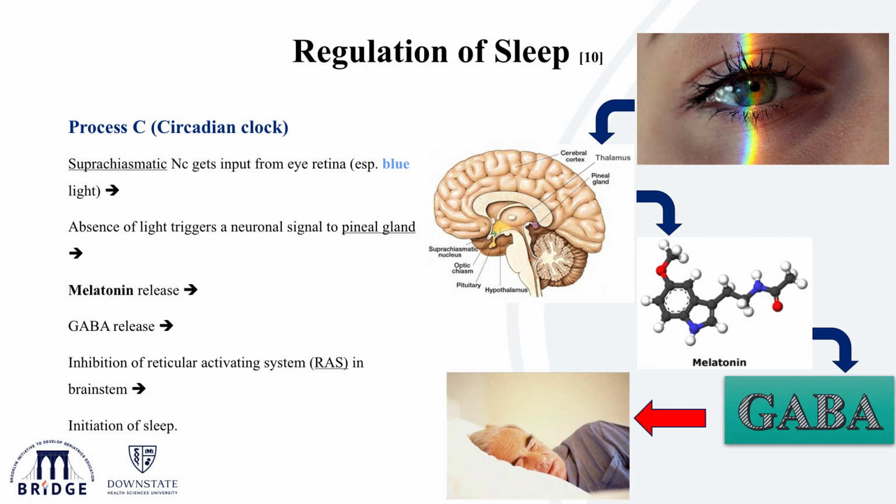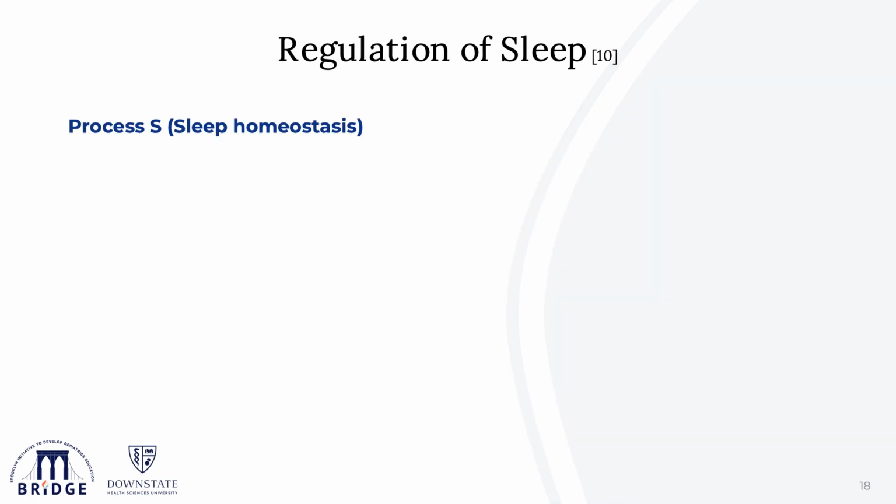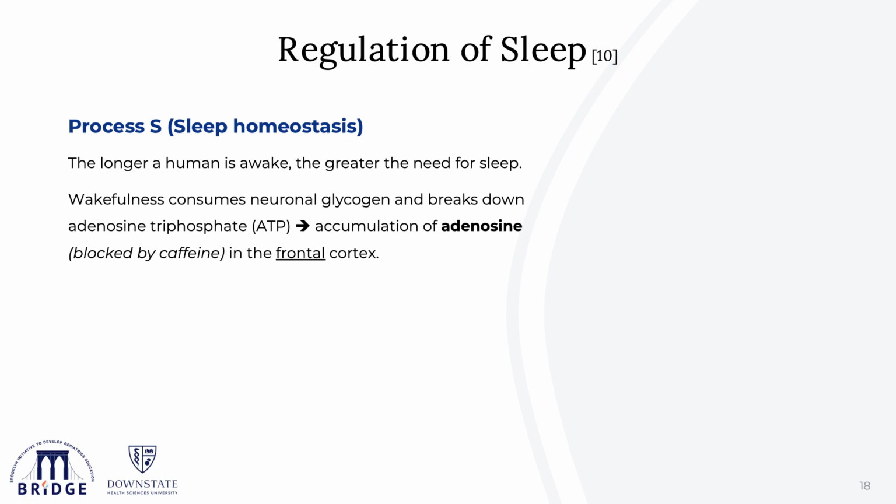Now, the other major process that regulates sleep is called process S, which is short for sleep homeostasis or sleep drive. It starts with the concept that the longer a human is awake, the greater the need for sleep. Let me explain how this happens. Wakefulness consumes the main energy currency in the brain, called ATP. It breaks down the phosphate for energy and leaves adenosine behind. This adenosine accumulates in the brain, in the frontal cortex.